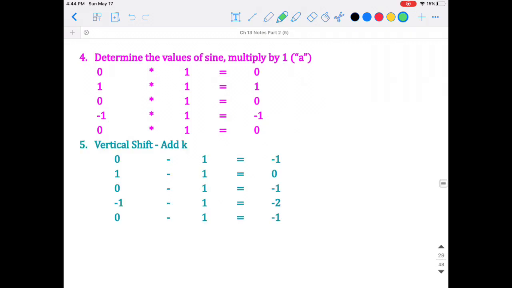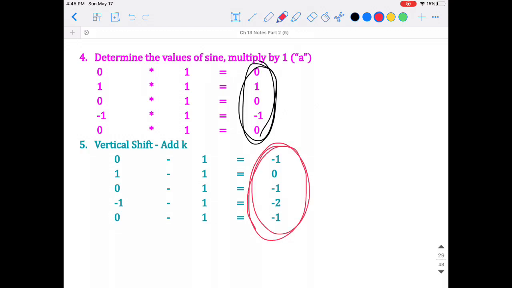Now those values of sine are going to change based off of the vertical shift. To determine how they change, we're going to add k. So now we're taking these y values after we've multiplied by our a value and adding k to figure out where our y values are on this graph. So we have 0 minus 1 is negative 1. 1 minus 1 is 0. 0 minus negative 1 is negative 1. Negative 1 minus 1 is negative 2. And 0 minus 1 is negative 1. So these points in step 5 give us our y values for the graph.